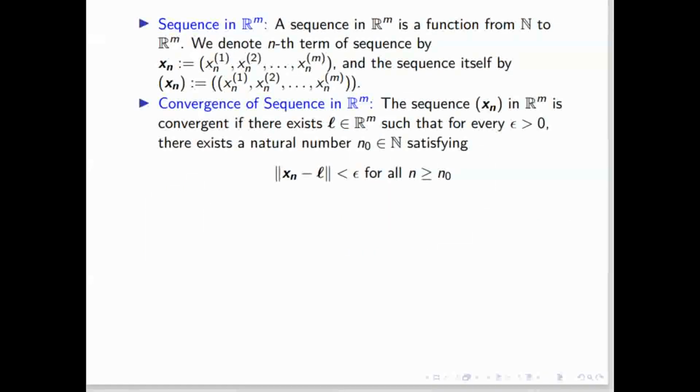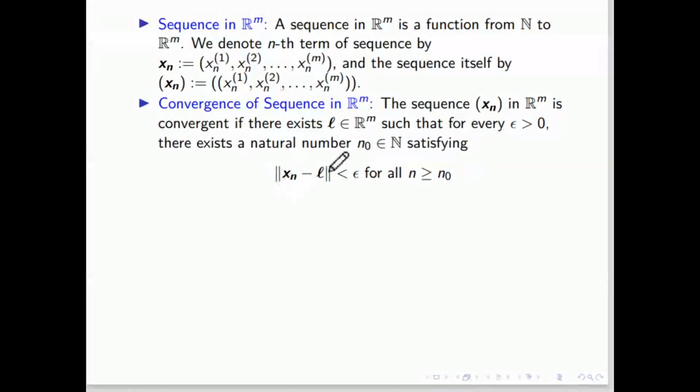So the same definition. If xn is a sequence in Rm, that means it has m components. It is convergent if there exists L such that for every epsilon positive there exists a natural number n0 such that, where previously the definition was mod xn minus L less than epsilon, that mod becomes the norm because we are in Rm. So this is the norm of Rm, it has m components, less than epsilon for all n bigger than n0. So that is the definition of convergence of a sequence in Rm.